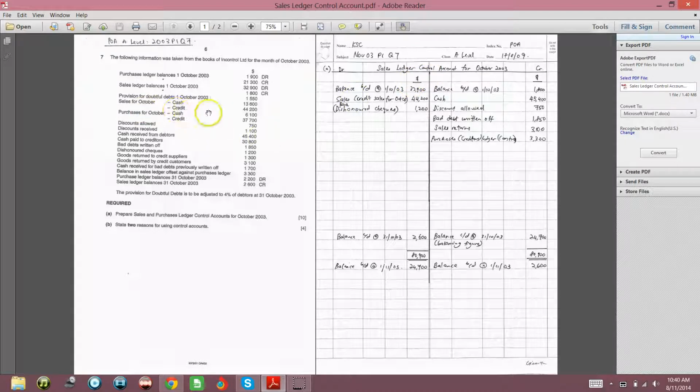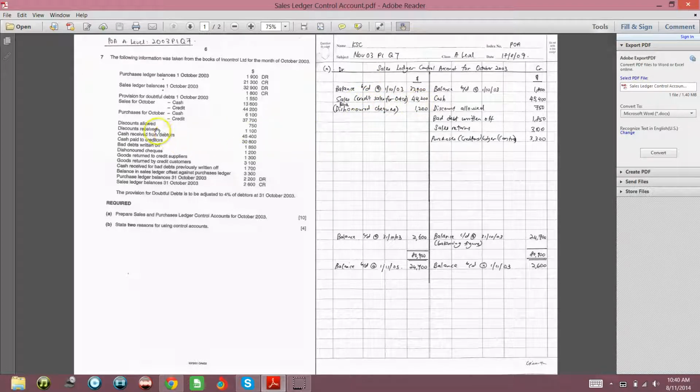So sales for October, this is credit sales, 44200. If I sell to them on credit, they will owe me more money. So I put it on the debit side, because they owe me more money. Debtors control account is debit in nature. So I put here 44200.